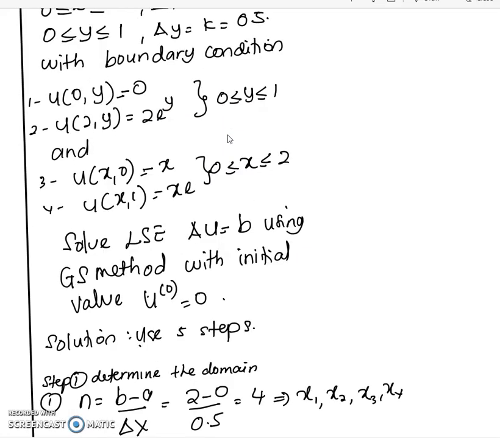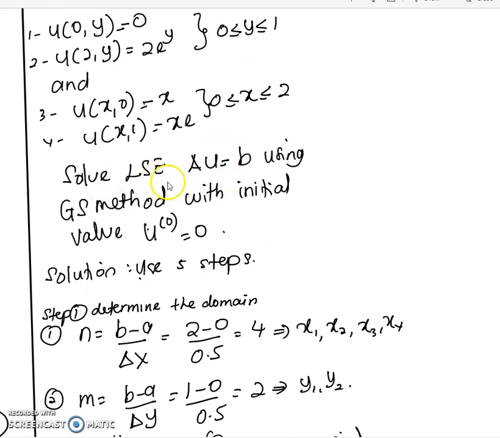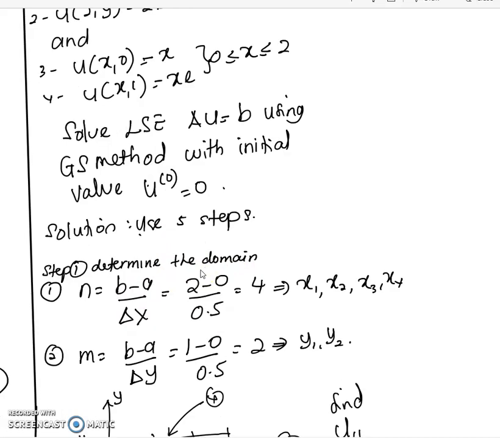As usual, we want to solve the elliptic equation as Au equals b. We want to generate a linear system of equations and solve it using an iterative method called the Gauss-Seidel method. To use the Gauss-Seidel method, we need an initial condition where u is always 0 for every i. Now we can solve this problem using 5 steps.